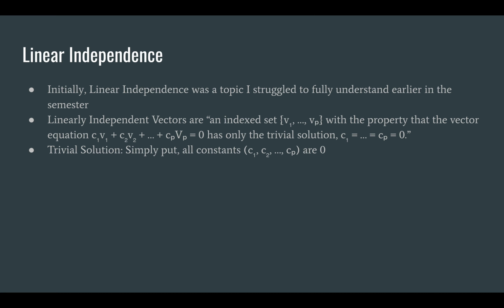Linearly independent vectors are described as an indexed set v1 through vp with the property that the vector equation c1v1 plus c2v2 plus dot dot dot plus cpvp equals 0 has only the trivial solution, or c1 equals dot dot dot equals cp equals 0. Simply put, all constants c1 through cp are 0.